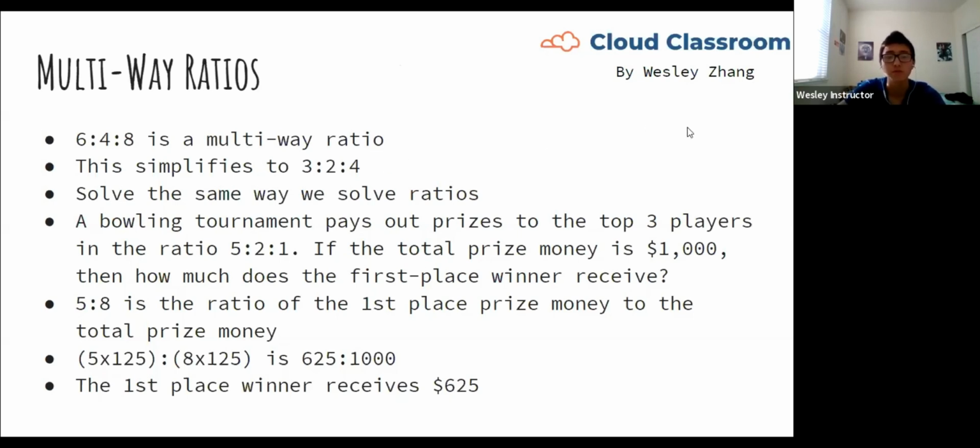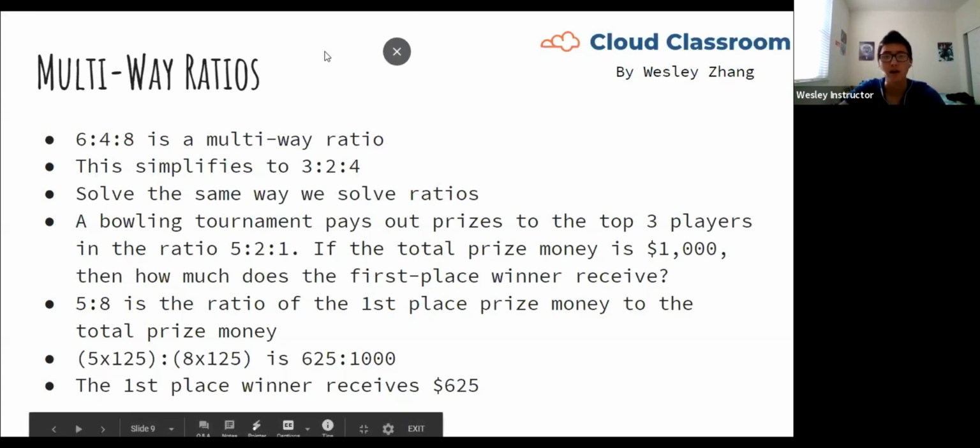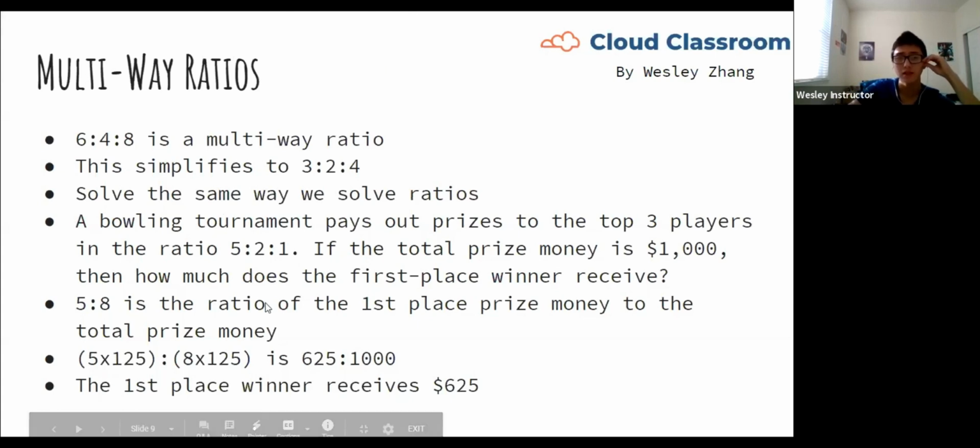So here's an example. A bowling tournament pays out prizes to the top 3 players in the ratio of 5 to 2 to 1. If the total prize money is $1,000, how much does the first place winner receive? So 5 to 8 is a ratio of the first place prize money to the total prize money. Again, I got 8 by adding the numbers 5 plus 2 plus 1. And I want to get 8 into 1,000.